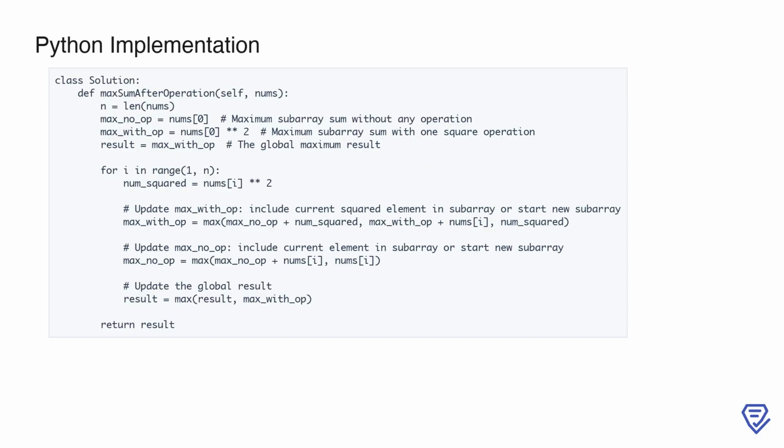4. Return the result. After processing all elements, the result contains the maximum subarray sum achievable by squaring exactly one element. The algorithm runs in O(n) time because it processes each element in the array exactly once, and its space complexity is O(1) since it uses only a fixed amount of extra storage.